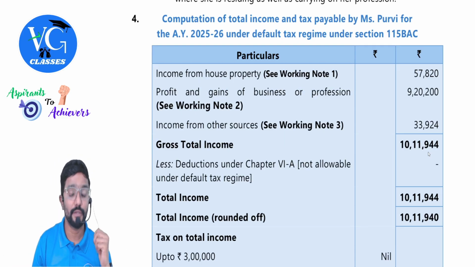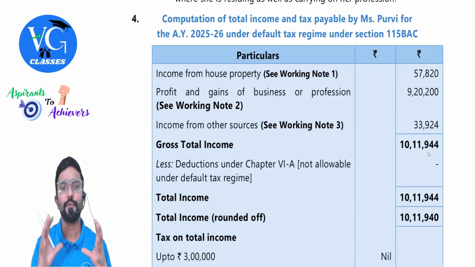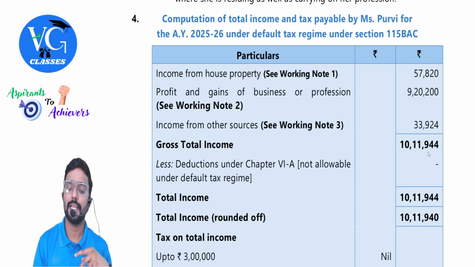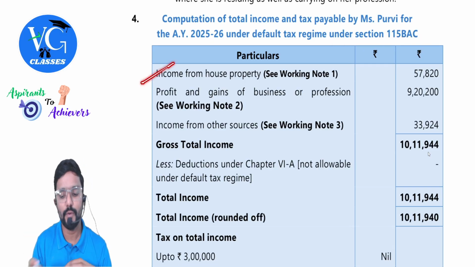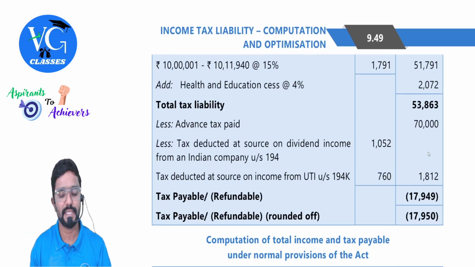Question number 4, answer now. Computation of total income and tax payable by Ms. Purvi for assessment year 25-26 under default tax regime as per section 115 BAC. Income from house property, guys. Very similar to whatever we discussed in the previous question.